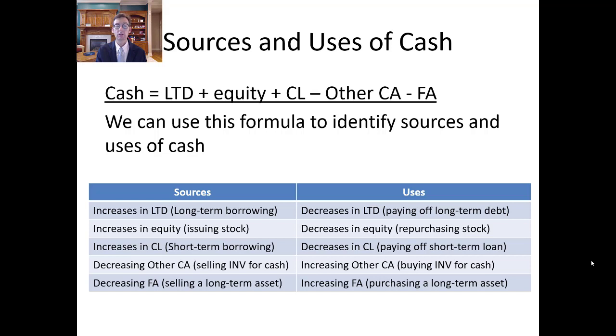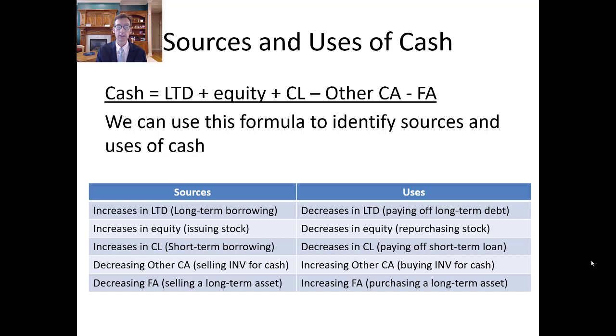Then we have decreases in other current assets. So, for instance, if I sell inventory for cash, that would be a source of cash. So if I have a decrease in other current assets, because of that negative sign, that's going to increase my cash. It's a source. But if I were to use money to put inventory on the shelf, then my cash would go down. And so increasing of these other current assets is actually a use of cash.